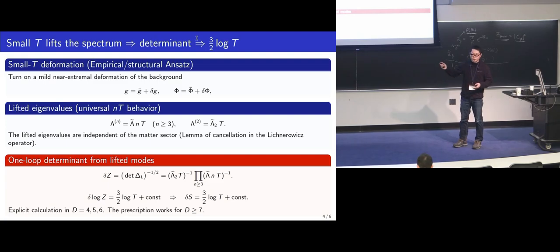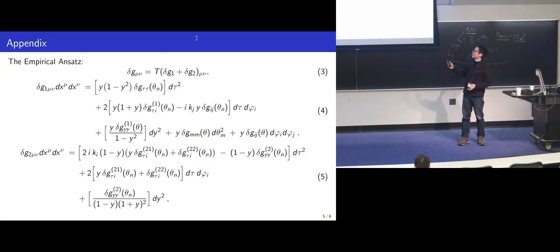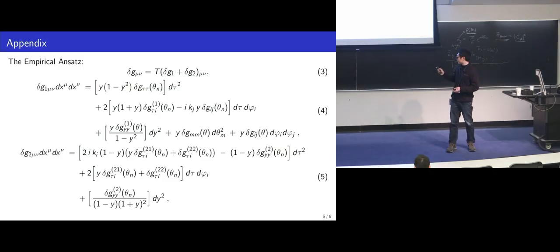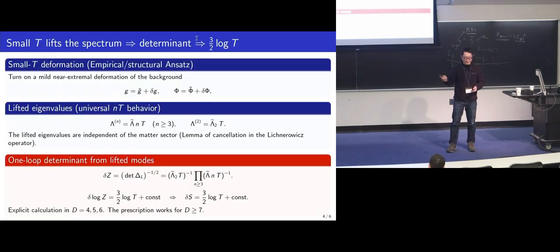By brute force calculation, we get the lifted eigenvalue, and it always shows the pattern of being proportional to nT. After zeta function regularization, you get the 3/2 log T correction to the entropy. So this wraps up the proof. Don't worry, the other two slides are just in case you are curious about how the empirical ansatz looks. I want to emphasize that the matter choice is not special. We expect this works for any other type of matter. Thank you.